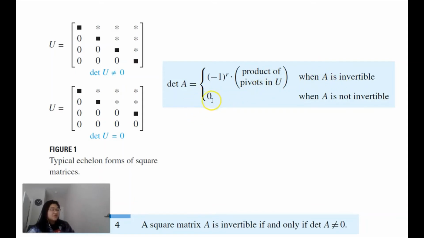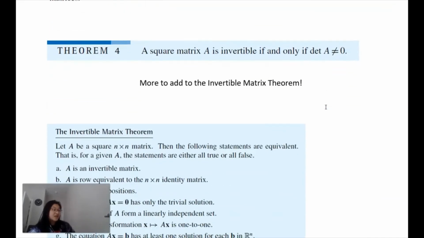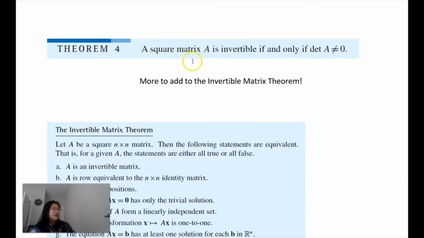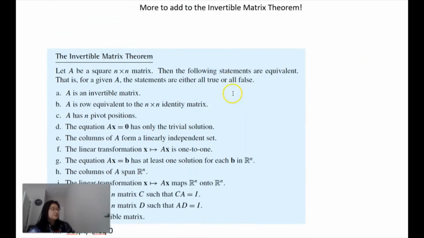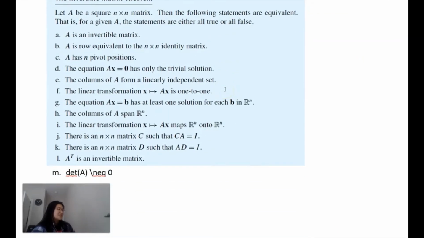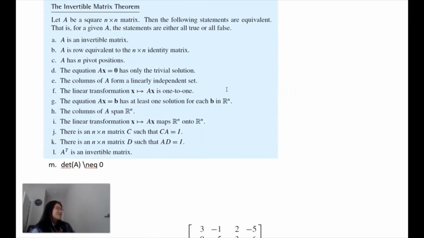But if you end up with a determinant of 0, so if you have an echelon form but you don't have enough pivots, then you end up with 0 as your determinant. And that shows that your matrix A is not invertible, or it's singular. And so I think that means that we can add something else to our invertible matrix theorem: a square matrix is invertible if and only if our determinant is non-zero. So we sneak that into our invertible matrix theorem, where we have an invertible matrix, which is all these things.